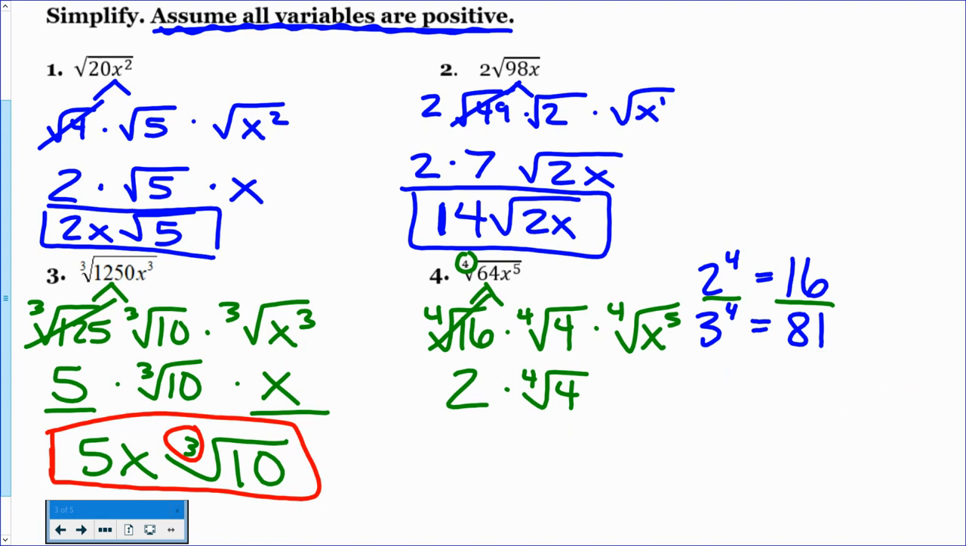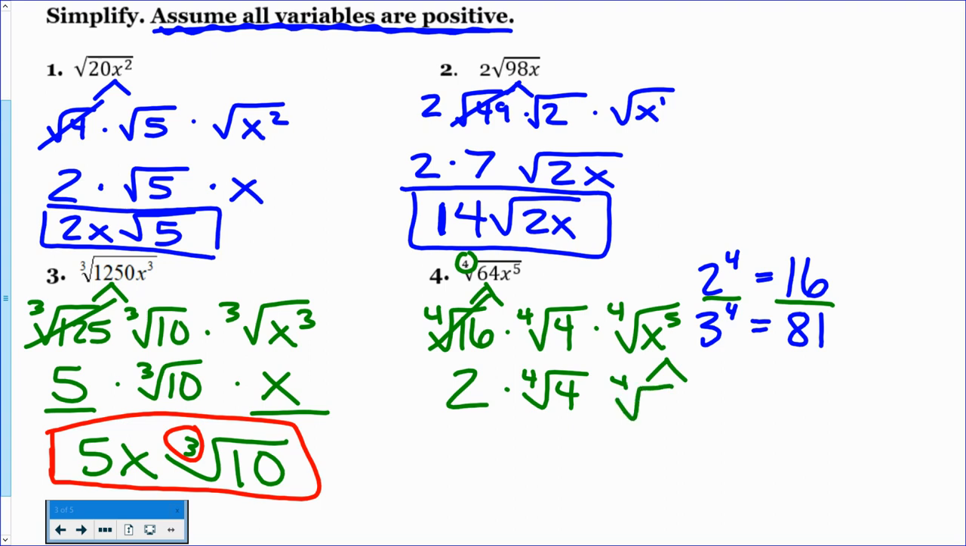Now, there is something I can do with the fourth root of x to the 5th. Okay, if my exponent is smaller than my index, 5 is my exponent, 4 is my index. If that number is smaller, I can't do anything with it because you're looking for something to the 4th power that gives you that. Okay, if it's smaller, you can't have something to that power. Okay, so I can break up x to the 5th.